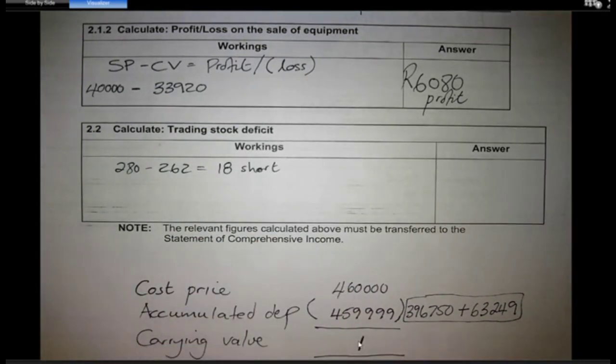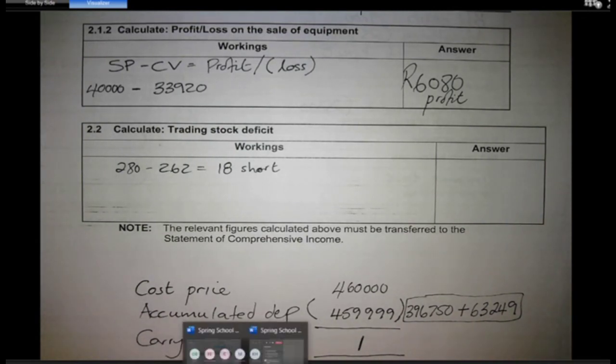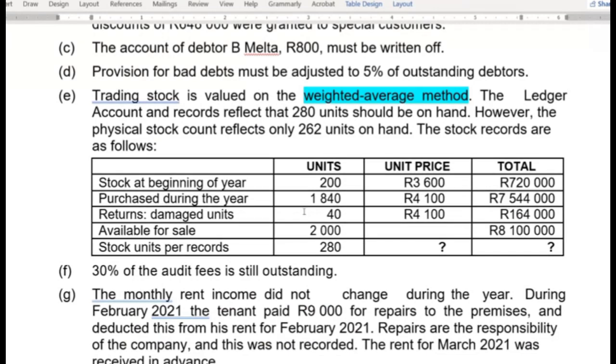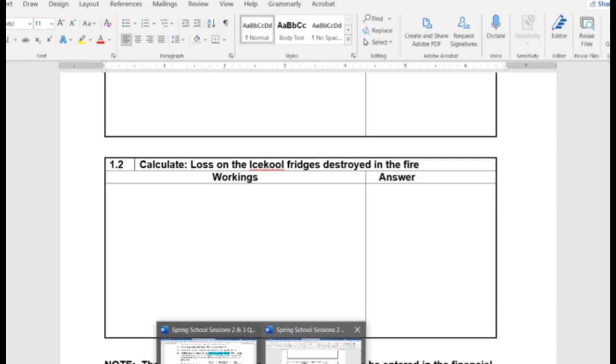And according to my question paper, I'm using the weighted average method, okay? So I'm going to apply a formula to work out what is the weighted average cost price. I bought these items at different prices throughout the year or throughout the month, okay? So what is my weighted average? I look at available for sale, okay? Rand value available over number of units available. So it was given. You didn't have to add up the units, and you didn't have to add up the rand value. It was given to you, okay?